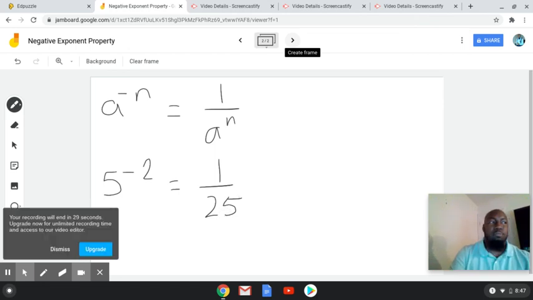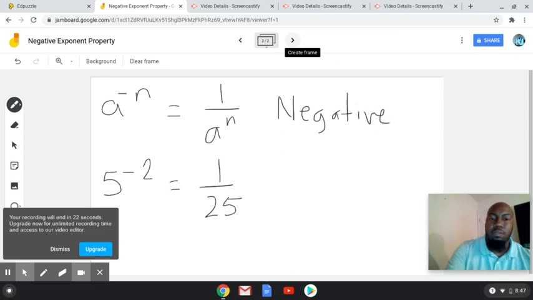And again, we call this property the negative exponent property.